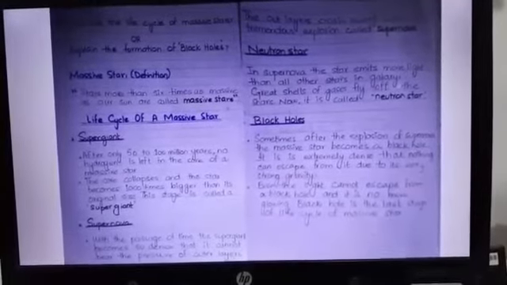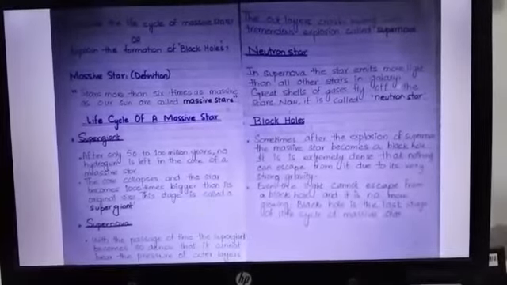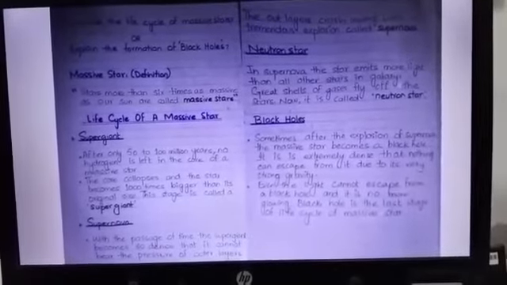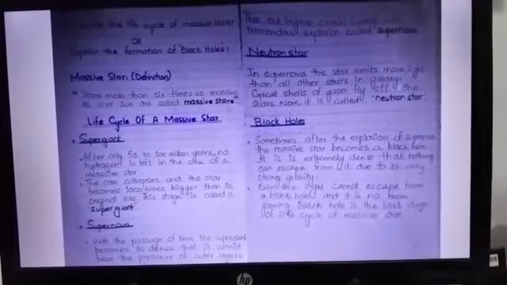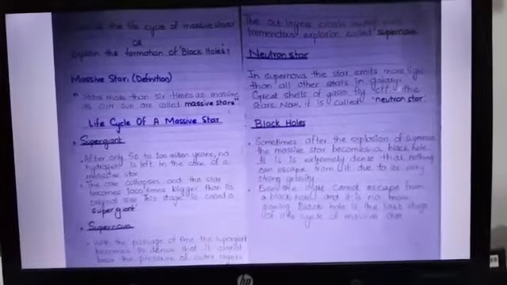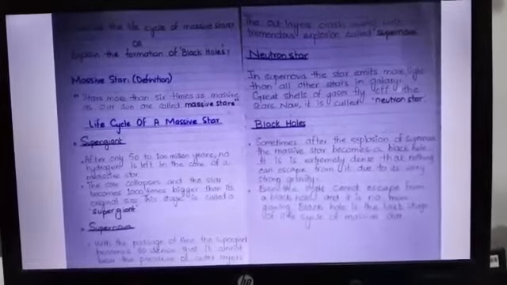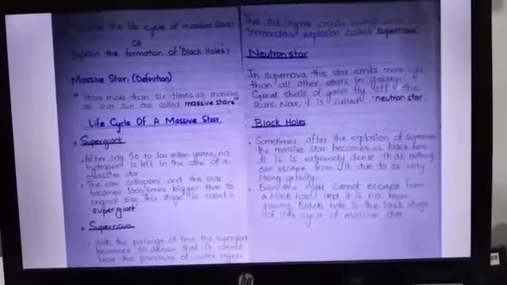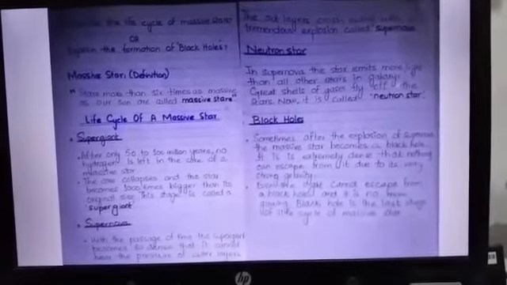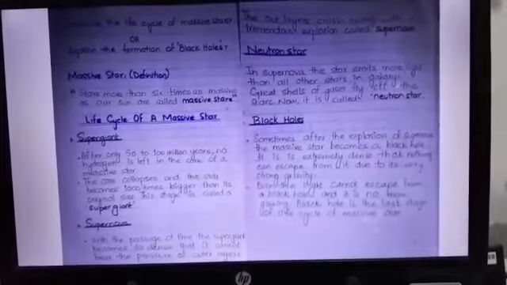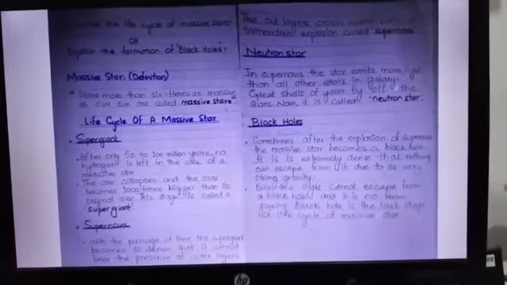Black hole. Sometime after the explosion of supernova, the massive star becomes a black hole. It is so extremely dense that nothing can escape from it due to its strong gravity. Even the light cannot escape from a black hole, and it is no more glowing. Black hole is the last stage of the life cycle of the massive star.